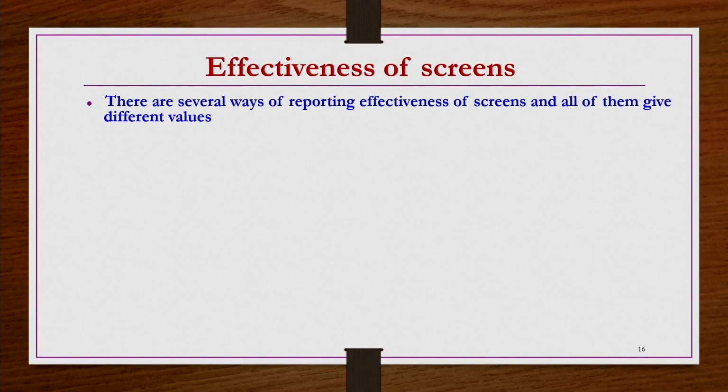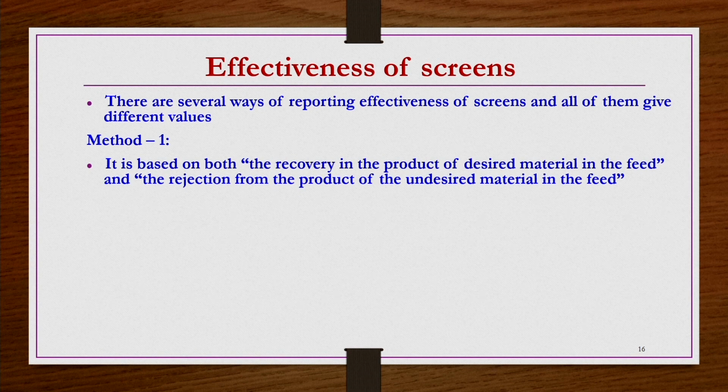Now, what do we do? We see the effectiveness of the screens. There are several ways of reporting the effectiveness of screens, and all of them give different values, so one should be careful when using these numbers. We take 3 different methods. The first method is based on the recovery in the product of the desired material in the feed, and the rejection from the product of the undesired material in the feed. This is the basis for defining the effectiveness in method 1.